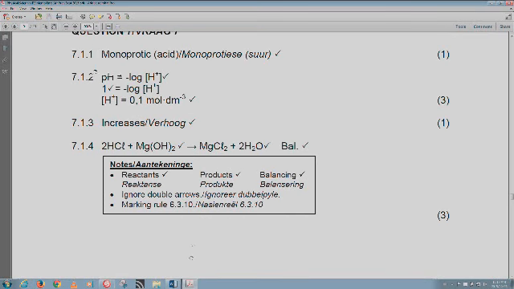Now the learner uses pH is equal to minus the log of the concentration of H plus, or minus the log of the concentration of H3O plus, it's 1 mark. And then substituting 1 for the pH, it's 1 mark. And then calculating the concentration of H plus or of H3O plus as 0.1 mole per cubic decimeter there, it's 1 mark. So the learner will get 3 marks there.